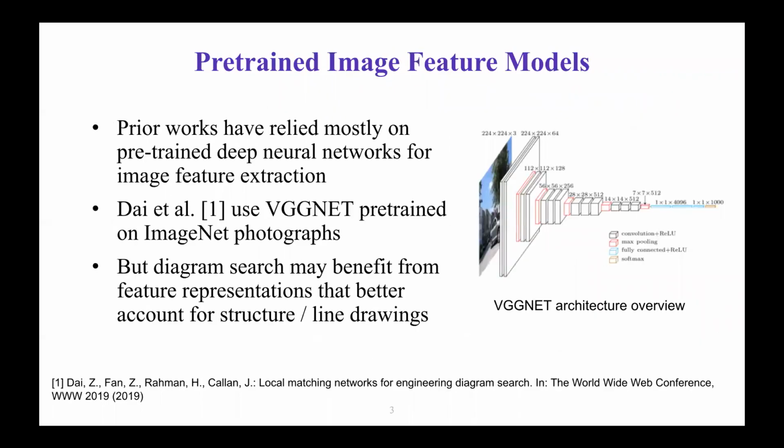Prior works in this task have relied mostly on pre-trained deep neural networks for image feature extraction, such as VGGNet pre-trained on ImageNet photographs. But diagram images have certain different properties. We believe search may benefit from feature representations that better account for the structure, which is very important for such assembly diagrams.